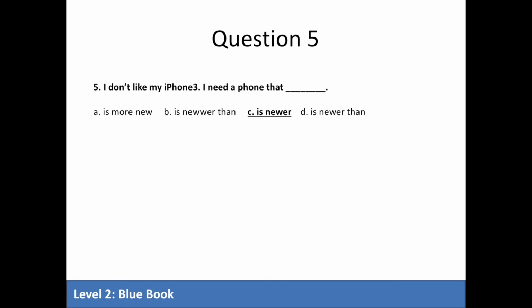Question 5. I don't like my iPhone 3. I need a phone that blank. So in this sentence, I need a phone that, we know we need a verb. We're talking about a phone, so we can use is. iPhone 3, that's pretty old, so I probably want a new phone. Again, we have new, one syllable, so we can add ER to form the comparative. And I know I'm comparing a new phone to my phone, the iPhone 3, so I don't need to include than. So C is the correct answer.